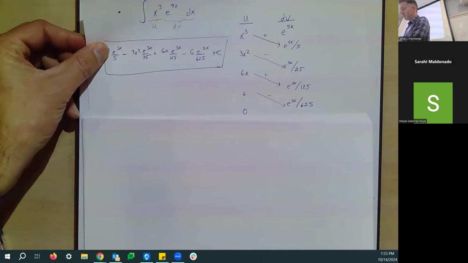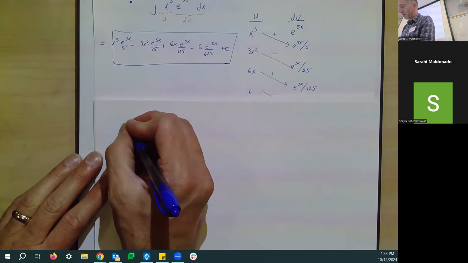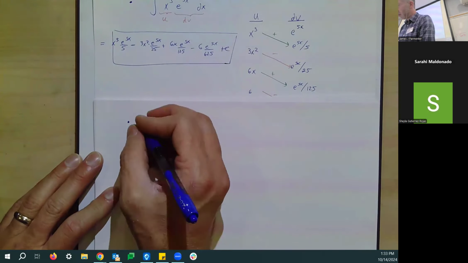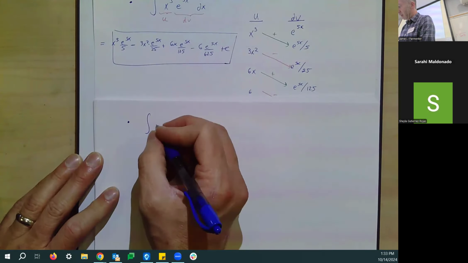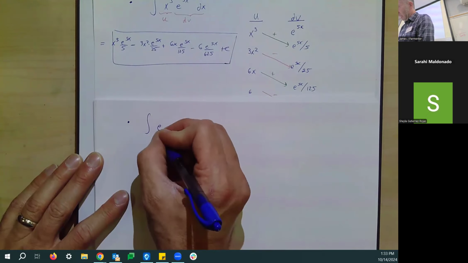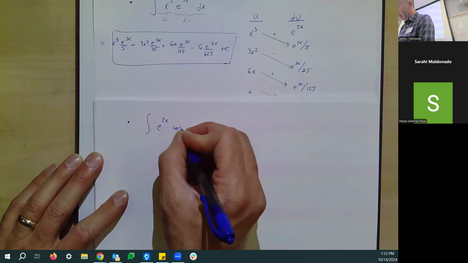Sure. So let's look at the next problem. Something like, sure, we'll go slightly unclassic here. Let's start with the integral of e to the 2x cosine of x.